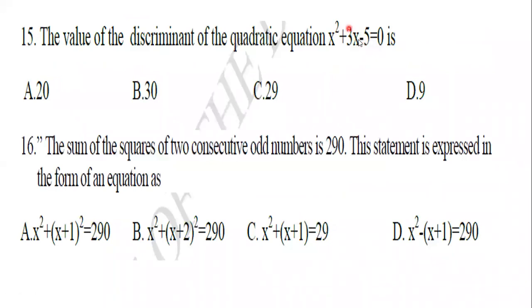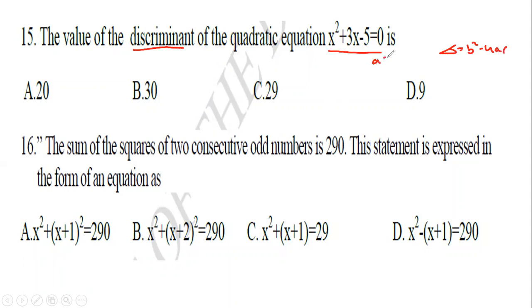Next, 15th question is the value of the discriminant of the quadratic equation x square plus 3x minus 5 equals 0. You need to find out the discriminant value. So what is the formula? Delta is equal to b square minus 4ac.